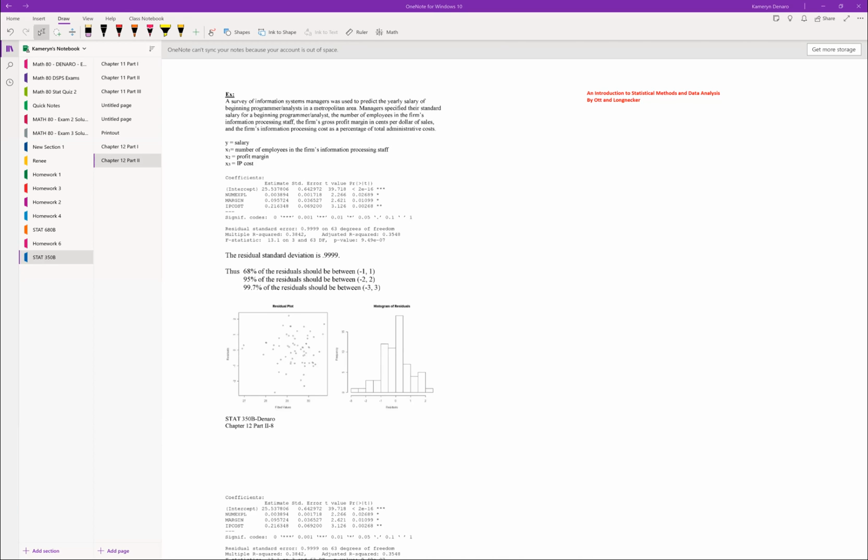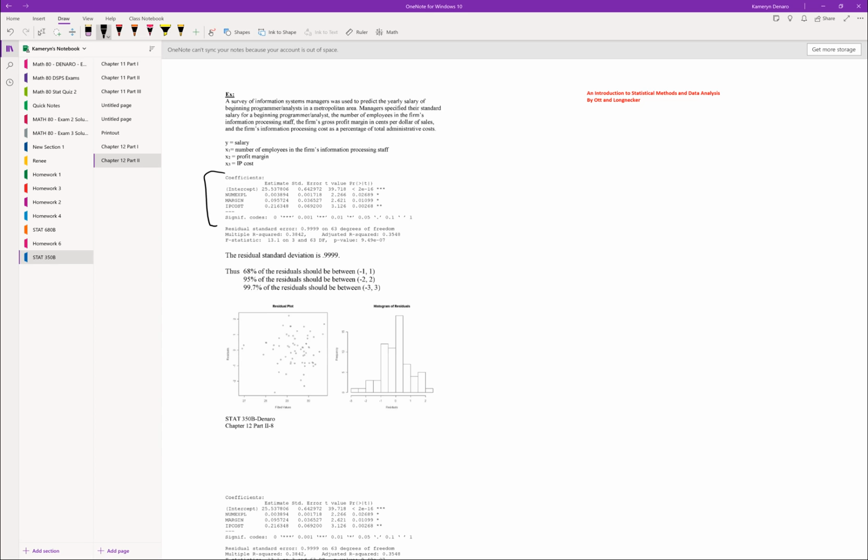A survey of information systems managers was used to predict the yearly salary of beginning programmers/analysts in the metropolitan area. Managers specified their standard salary for a beginner programmer analyst, the number of employees in the firm's information processing staff, the firm's gross profit margin in cents per dollar of sales, and the firm's information processing cost as a percentage of total administrative costs. Let Y equal the salary, X1 be the number of employees in the firm's information processing staff, X2 being the profit margin, and X3 being the IP costs. The coefficients are given in the table below.